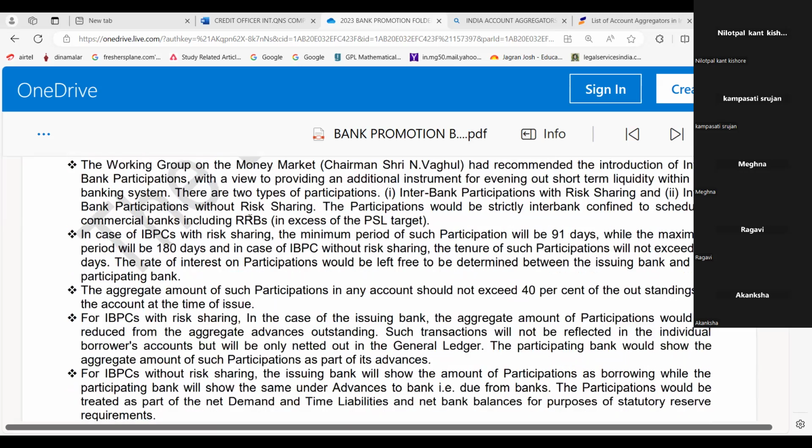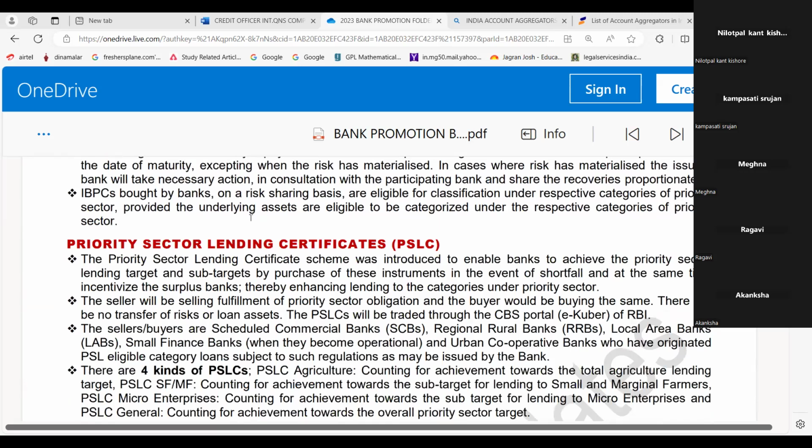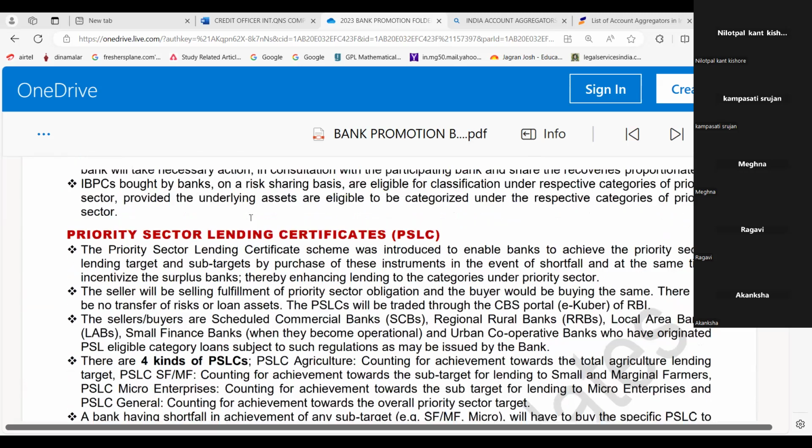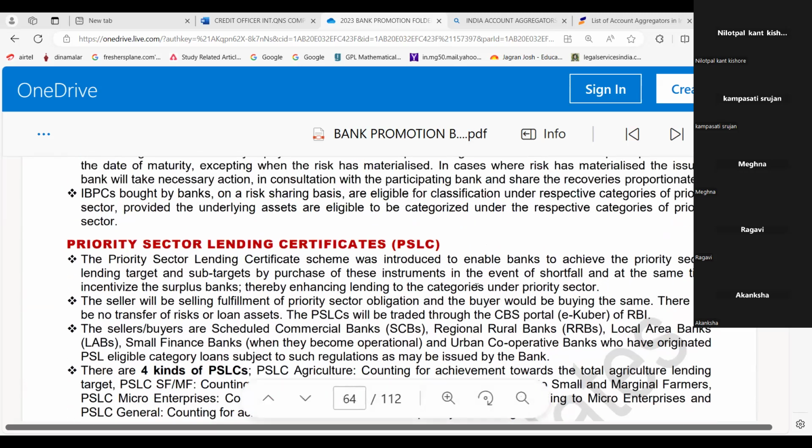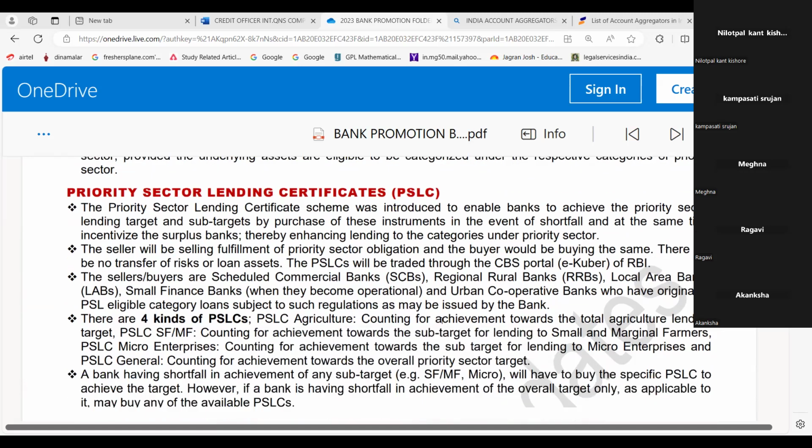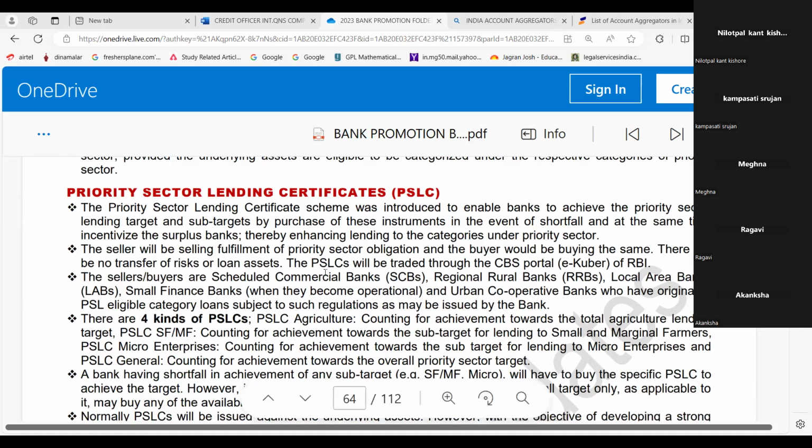Yeah, now the next question, maybe of interest for us, is this one: priority sector lending certificates. It's common for both of us. Please read. The Priority Sector Lending Certificate scheme was introduced to enable banks to achieve the priority sector lending target and sub-targets by purchase of these instruments in the event of shortfall, and at the same time incentivize the surplus banks, thereby enhancing lending to the categories under priority sector.